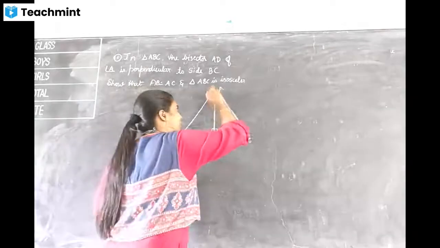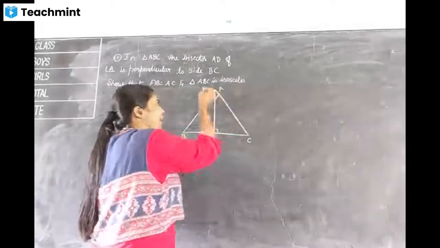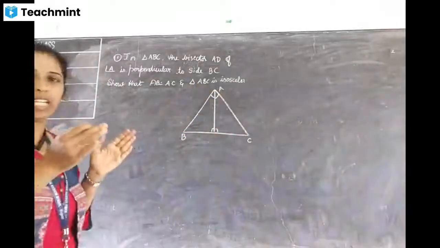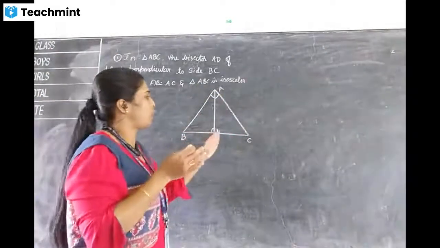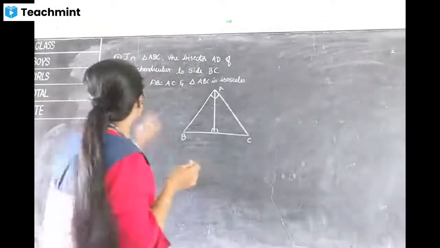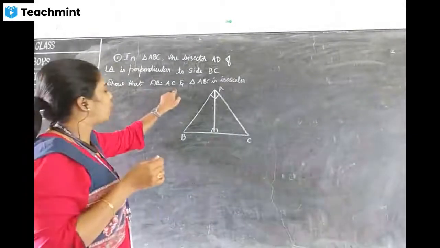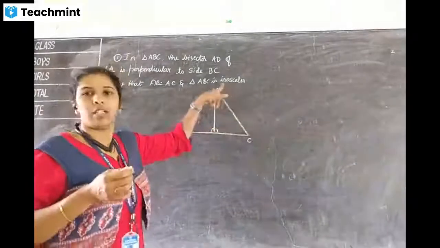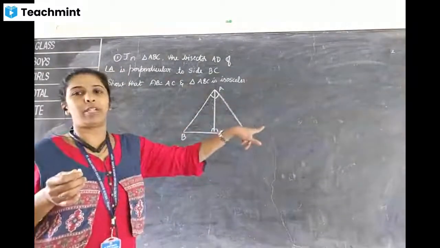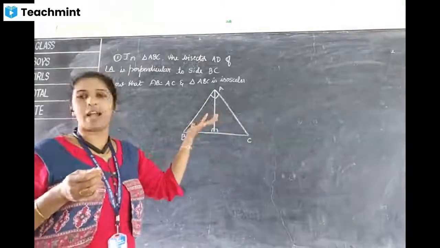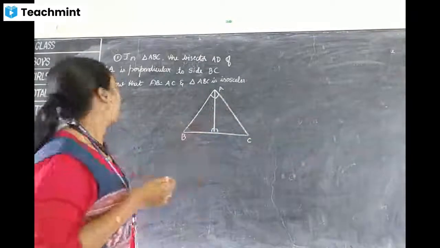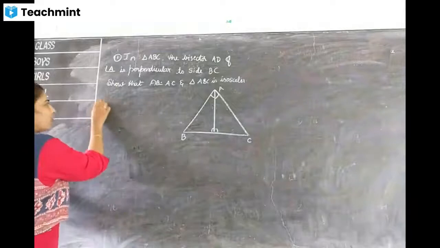Angle bisector A means both the side angles are equal. Equally it is bisecting, and perpendicular means it is 90 degrees. Show that AB equal to AC. Those sides are equal we must show, and we must say it is an isosceles triangle. Okay. Now we will start the proof.